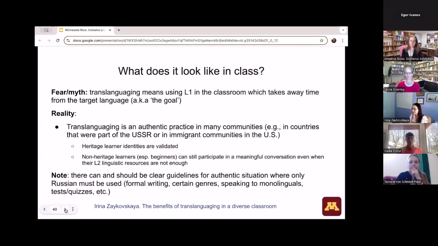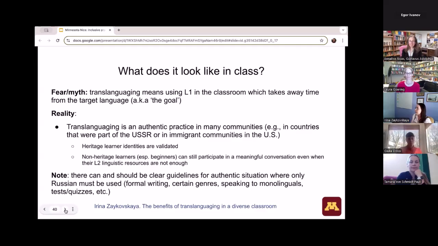Slide, please. What does it look like in class? There is a common fear or myth that translanguaging means using L1 in the classroom, which in turn takes away time from the target language, which is considered to be the goal. However, the reality is that translanguaging is actually an authentic practice in many communities. That includes the countries that used to be part of the USSR. We just had a brilliant plenary on that topic specifically. Or in immigrant communities like in the United States.